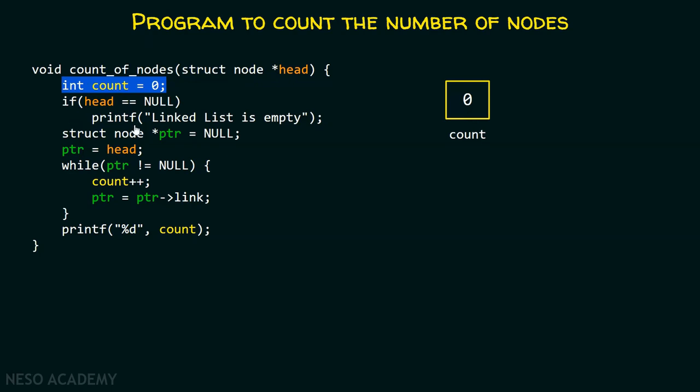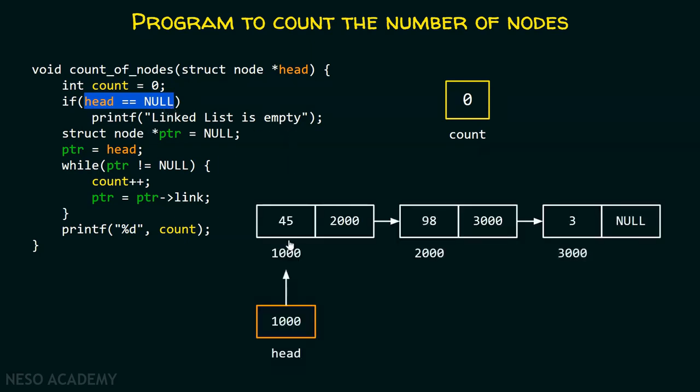After this we have this piece of code which says that if head is equal to null, then we will print linked list is empty. Head is the pointer which is pointing to the first node of the list, right? If head contains null, that means it is not pointing to anything, and this simply means that the linked list is empty. That is why we have to print linked list is empty. If this is not satisfied, as you can see over here, this is not satisfied.